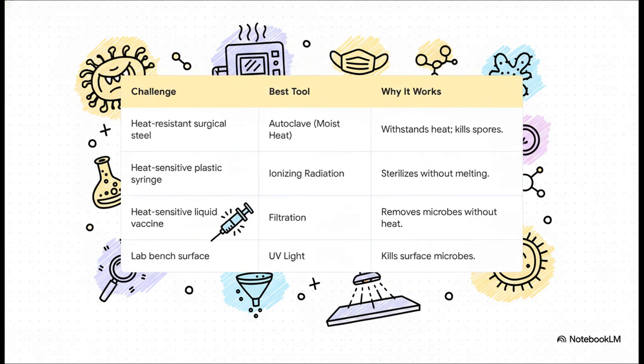This is where it all comes together. Got a heat-resistant steel scalpel? You autoclave it. A plastic syringe that would just turn into a puddle of goo? You zap it with radiation. A delicate heat-sensitive vaccine? You filter it. A lab surface that needs a quick clean? You shine some UV light on it. You see? It's all about matching the method to the mission.